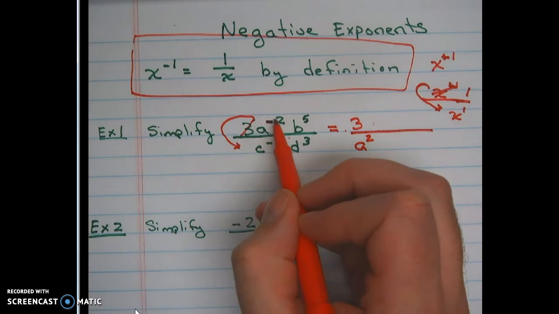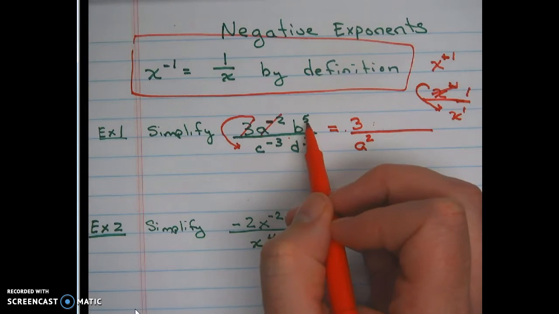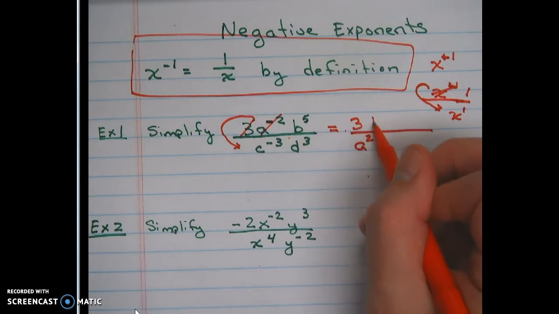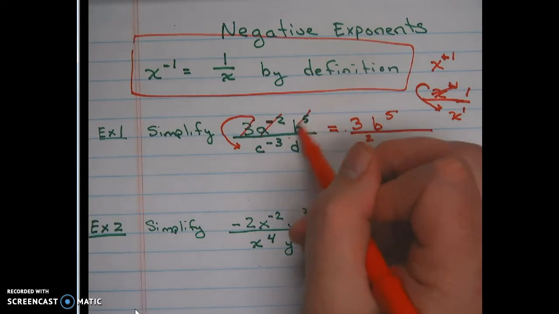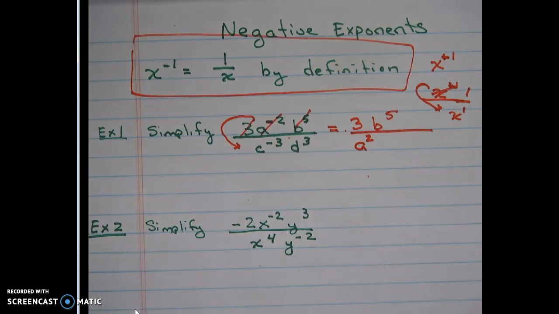Keep going on this problem. So I took care of the 3, I took care of the a squared. B to the 5th, that's positive. It's not in the wrong spot. It's just going to stay right where it is. Okay, took care of that. And I keep looking. Is there anything else that's out of place?